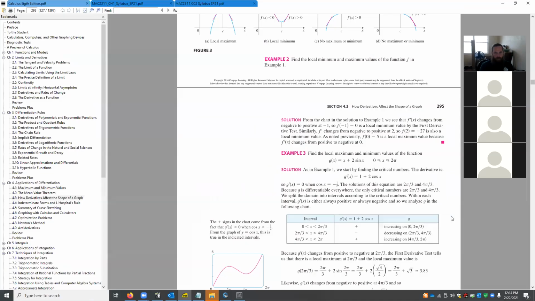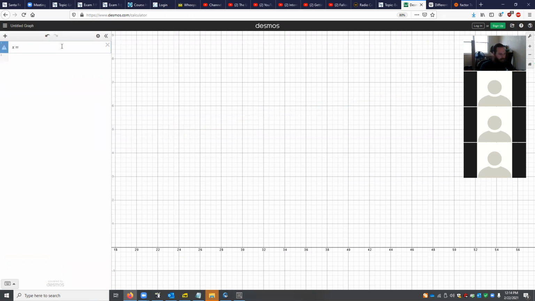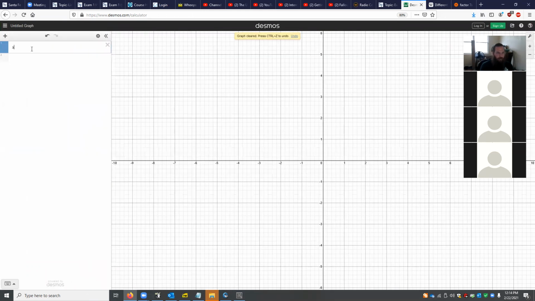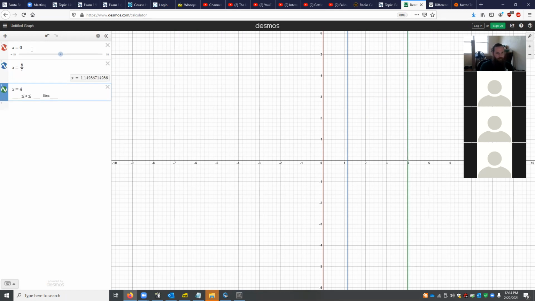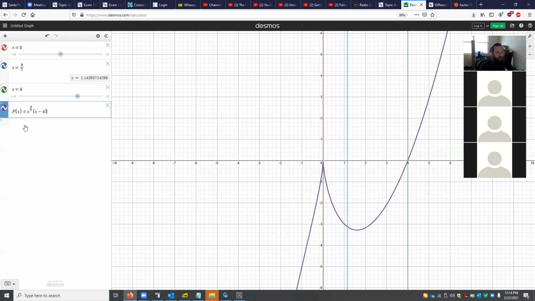I'll put them in Desmos. So x equals 0, of course. Sorry, let's just do a fresh graph. x equals 0, x equals 8/7, and x equals 4. And then I'm going to throw in the graph of the original, which is f of x equals x raised to the power of 4/5 times (x minus 4) squared.